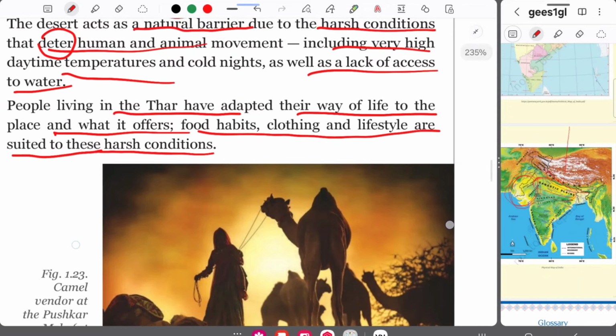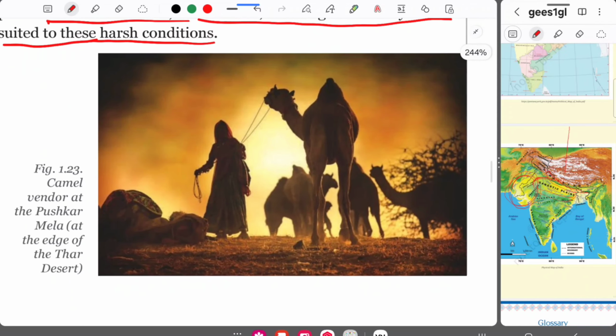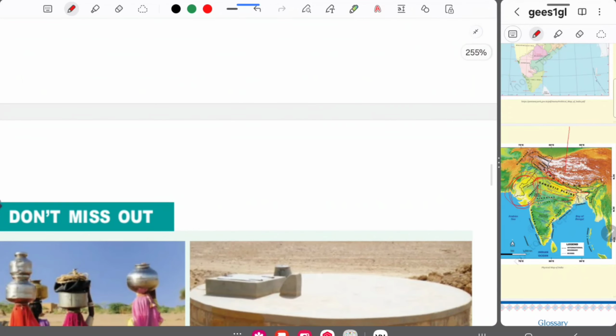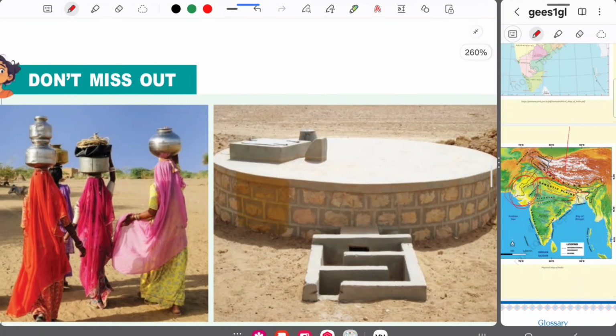So here is an image of the Thar desert, the edge of the Thar desert, where selling of camels is taking place. It is a camel vendor at the Pushkar Mela at the edge of the Thar desert. I hope you have heard about this Pushkar Mela, isn't it? The selling and buying of camels takes place in this area, okay. So that is that image. There are more images, let us see.